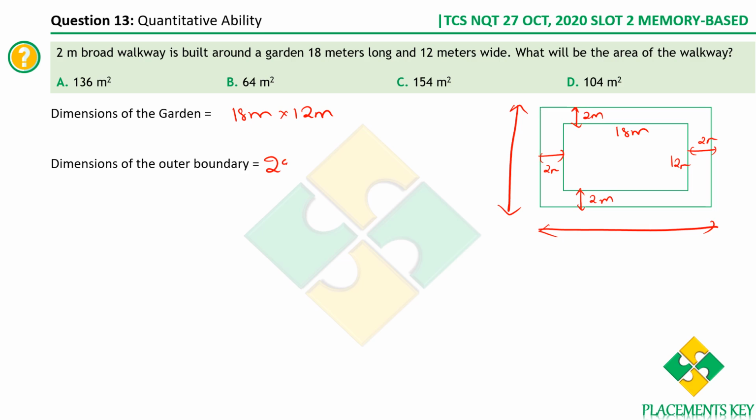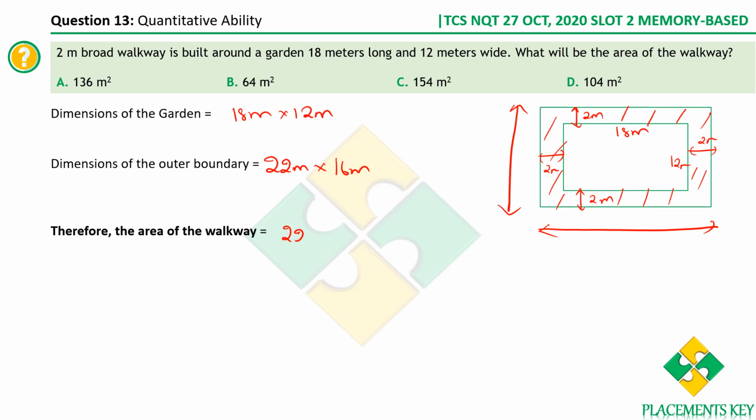So the dimensions of the outer boundary are 22 meters by 16 meters: 18 plus 4 is 22, and 12 plus 4 is 16 meters. Now we have the dimensions of the outer boundary also. Therefore, what is the area of the walkway? We are supposed to compute this area. Compute the area of the outer boundary and the area of the garden and subtract these two areas, and you get the value.